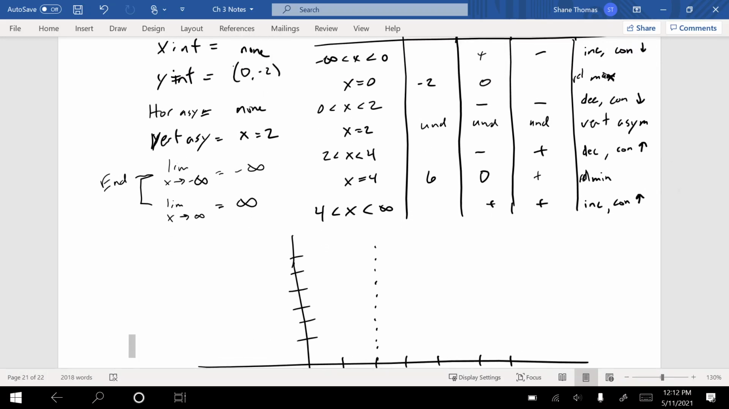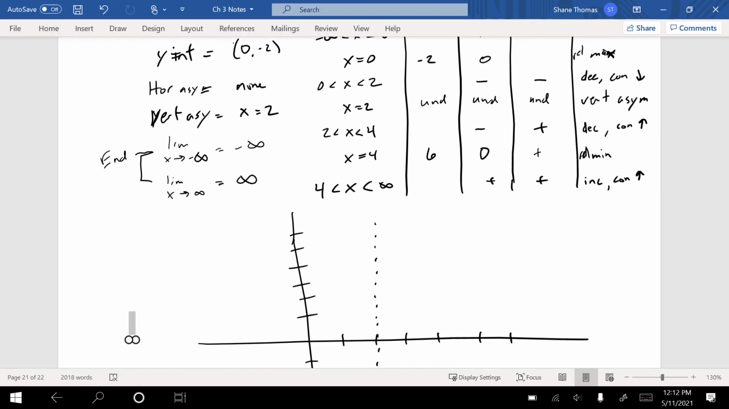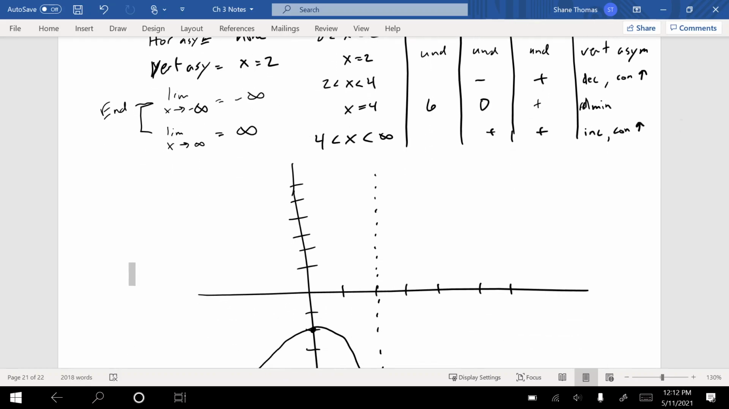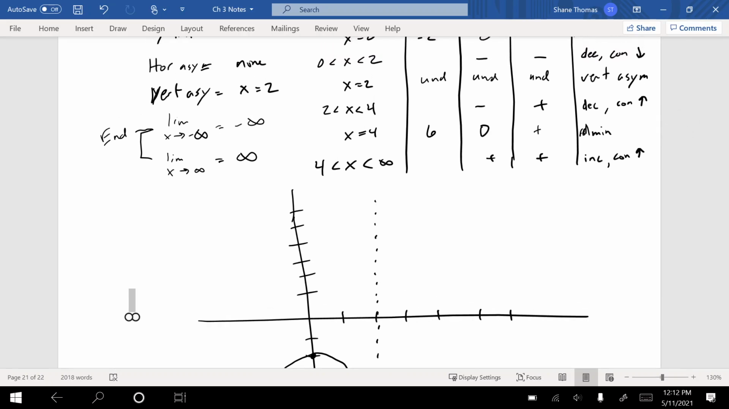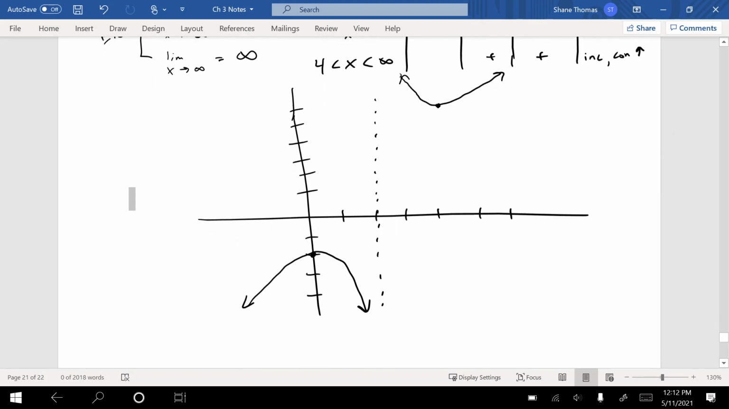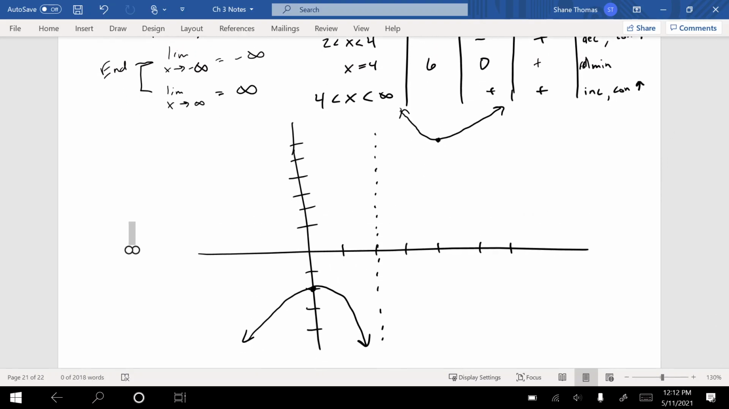After that, from 2 to 4, it is decreasing, but concave up. At x equals 4, I have a value of 6. And after that, it's increasing and concave up. It would look something like that. And we check the ends. This is going towards negative infinity. This is going towards positive infinity. Questions?